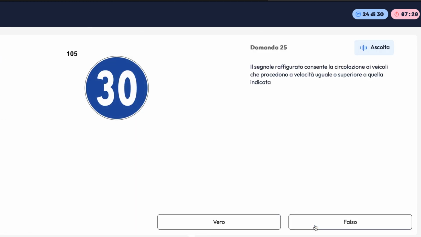25. In segnale raffigurato consenta la circolazione ai veicoli che procedono a velocità uguale o superiore a quella indicata. So the question is letting you know, if you see this sign, it allows the passage of vehicles driving on either the same 30 or higher than 30 km/h, which is vero because this is minima velocità. So it means you can't go lower. You can only drive 30 or higher because this is the minimum speed limit you can drive on that road.